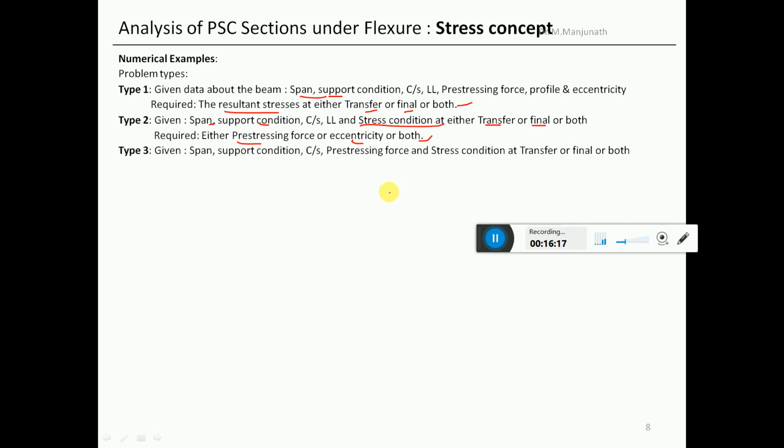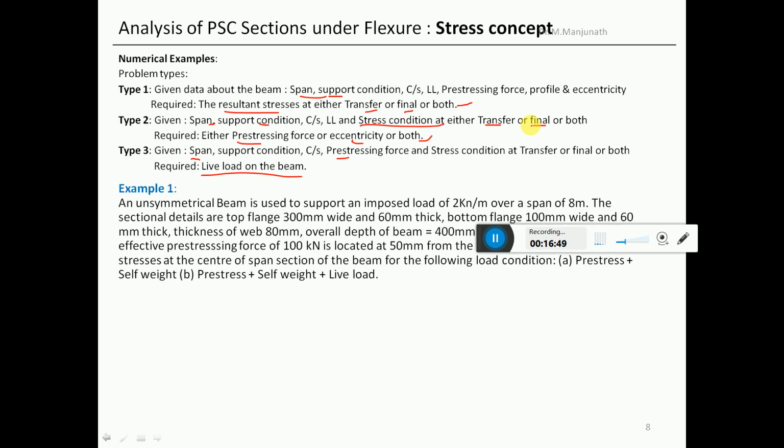And the third type is where we are given the data regarding the beam and also the prestressing force and its eccentricity, and it is required to find out the load acting on the beam. So all these three types of problems can be solved using the stress conditions or the stress equations which we have just now derived. So we'll take up the numerical examples.